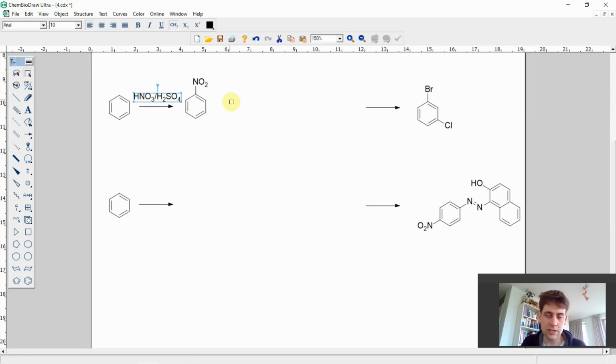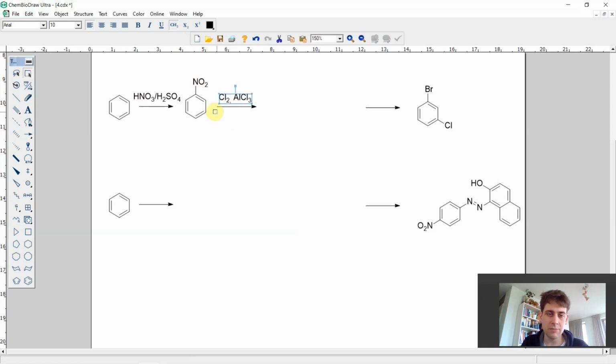Now we can use the directing influence of the nitro group to push our second substituent into the meta position. How do we do this? We first use the nitro group, and then in this case we are introducing the chlorine substituent, so we are using chlorine together with a Lewis acid to activate it, like aluminium trichloride, and then we would end up with something like this.